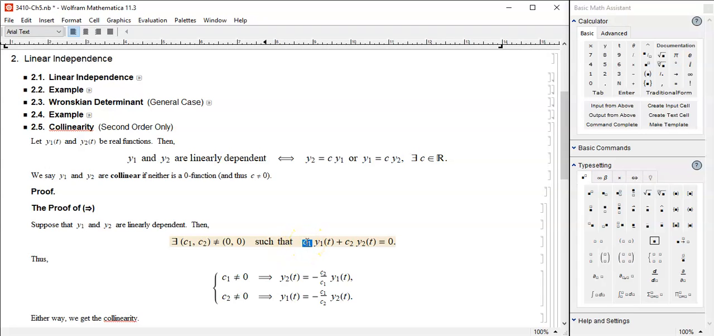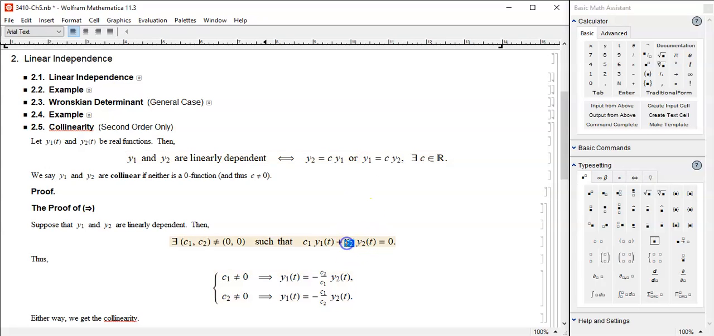Divide by c1 and solve for y1. So excuse me, it should be this. y1 is c2 over c1 times y2. Okay. So yes, it falls into this category.